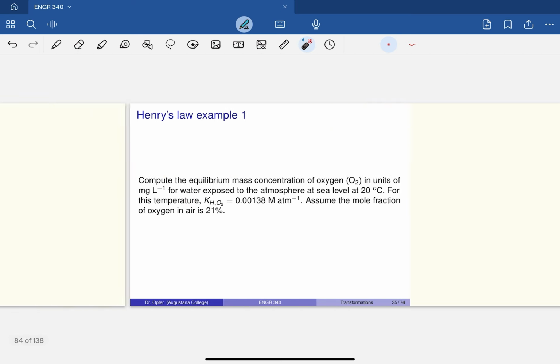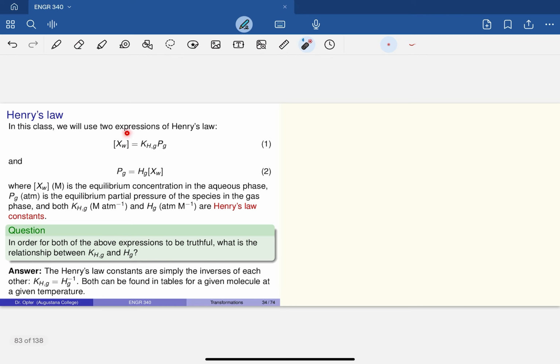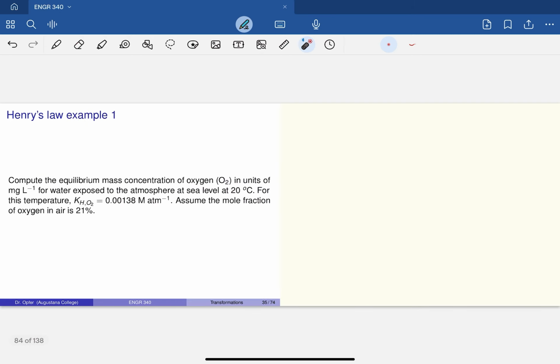If we look at our expression for Henry's Law, we have one that relates aqueous concentration to gaseous concentration expressed through the partial pressure, and vice versa. Since we're looking for the aqueous concentration, let's go ahead and use this first form. So that means the concentration of oxygen is going to be Henry's constant at this temperature for oxygen times the partial pressure of oxygen.